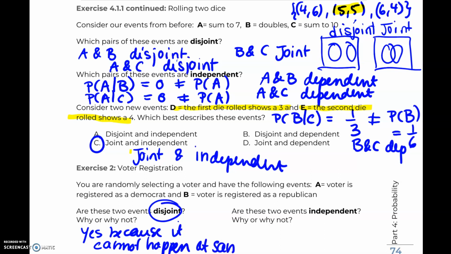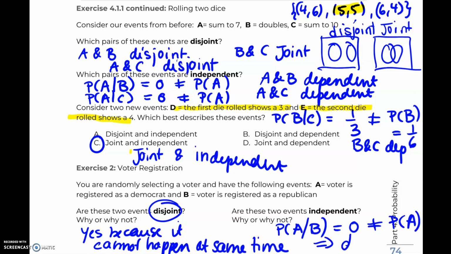So just looking at one person. Are these independent? So the fact that we know that a person is a Republican, will that change the probability that he's also a Democrat? Yes, because we already said that we're looking at one person. They can only be registered Democrat or a Republican. Therefore, this is equal to 0, which is not equal to the probability of the person being Democrat. So we know that it is disjoint as well as dependent.